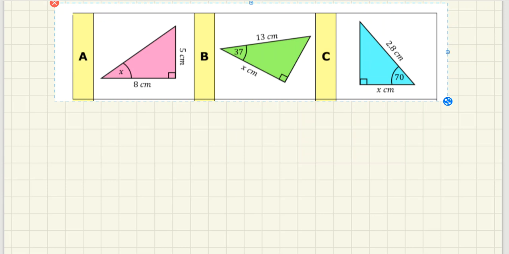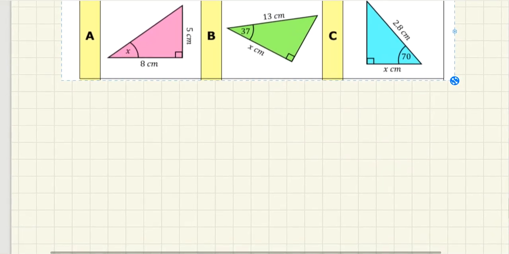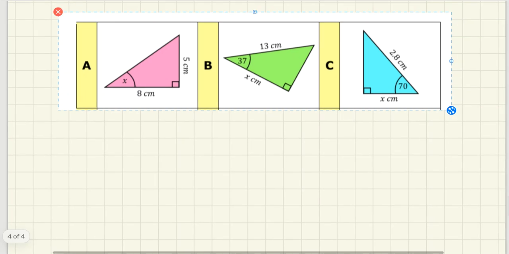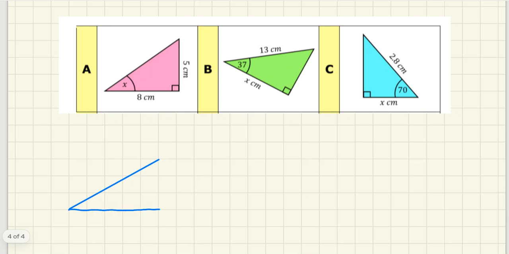Okay, so out of those three questions, is there one that you could do, or are you just stuck completely? Okay, so if we look at this question here, we have a triangle. Actually, let's do B first. We've got a triangle. We know it's a right angle triangle because it says on the diagram. So therefore, we know we can use these ratios.